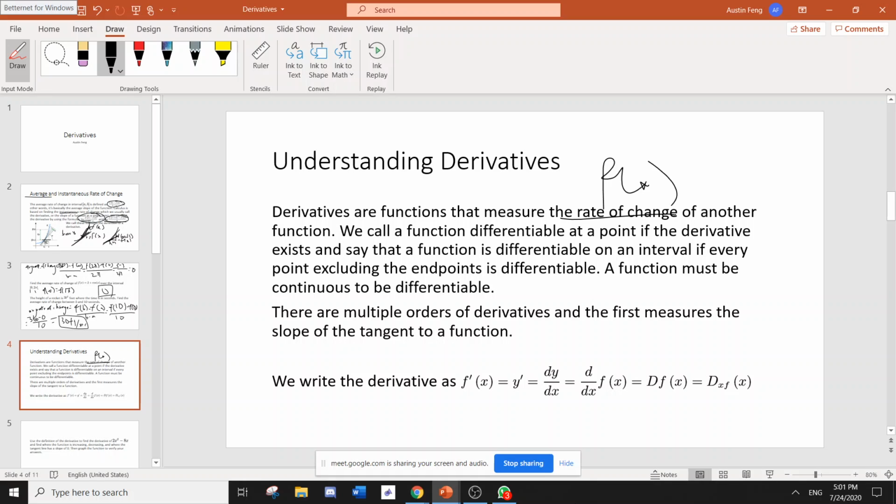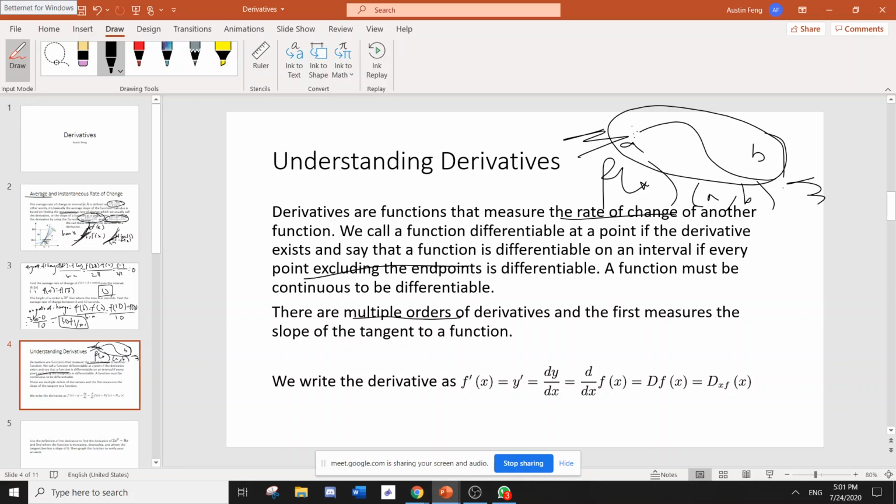The endpoints can be differentiable, I guess, but if you have a function like this, a piecewise, so there's nothing over here and there's nothing over here, you can't really calculate the derivative at the endpoints. But we still say that this interval, let's say this is a and this is b, we say a comma b, and we say this interval is differentiable.